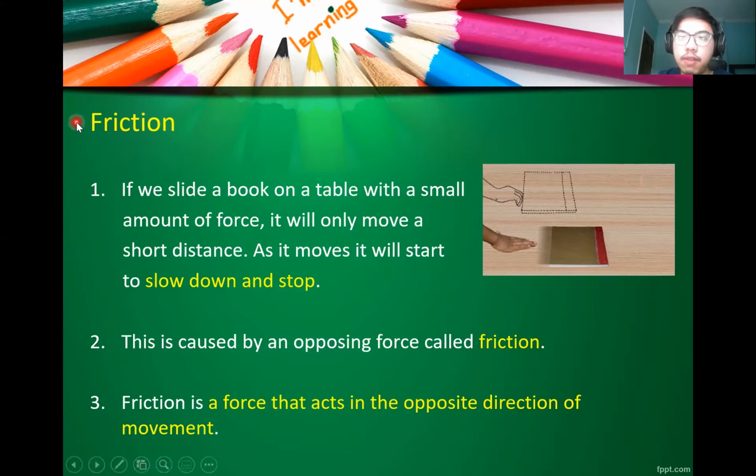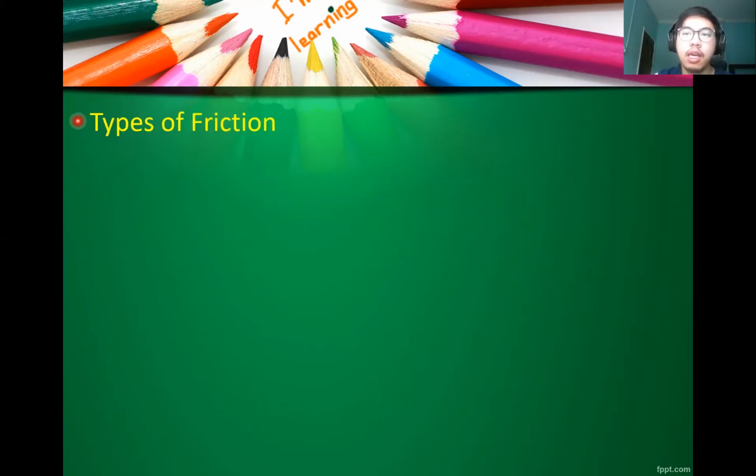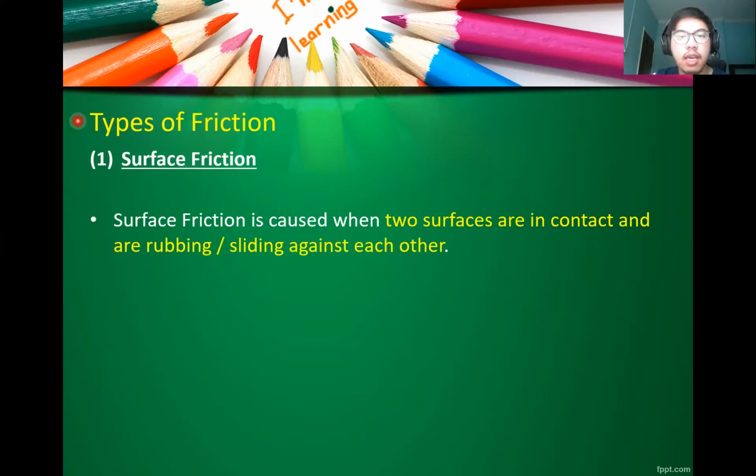So we define friction as a force that acts in the opposite direction of movement. There are several types of friction, and we are going to look at them for these next few slides. The first type of friction is called surface friction. Surface friction happens when two surfaces are in contact and are rubbing or sliding against each other.